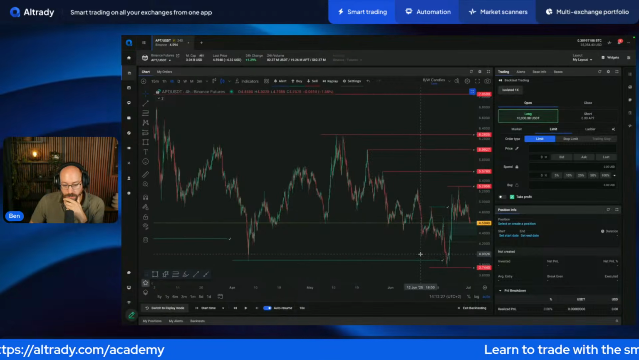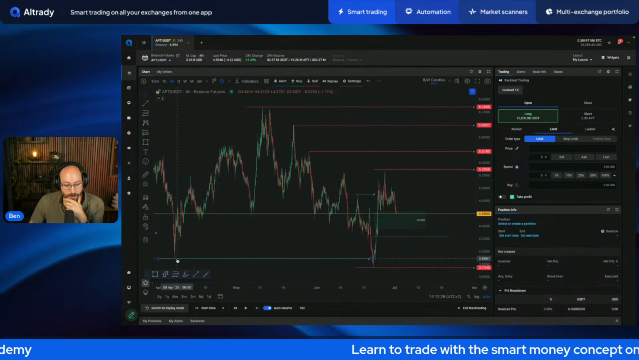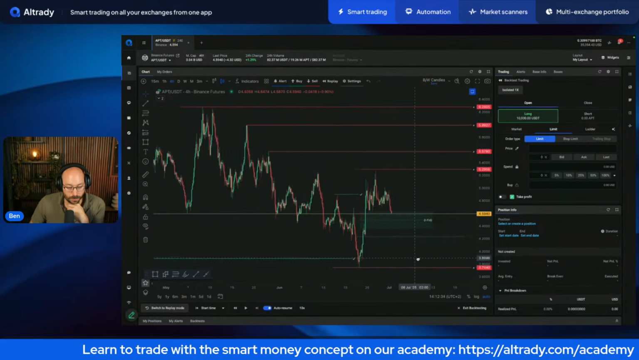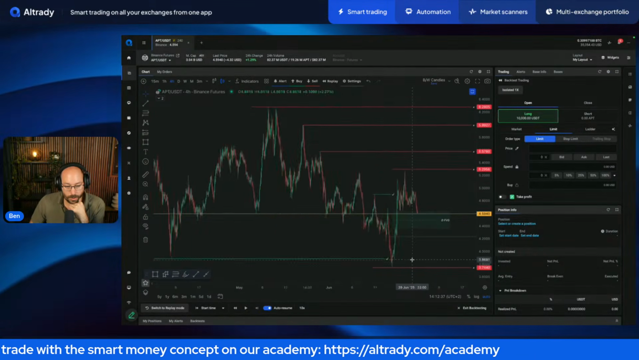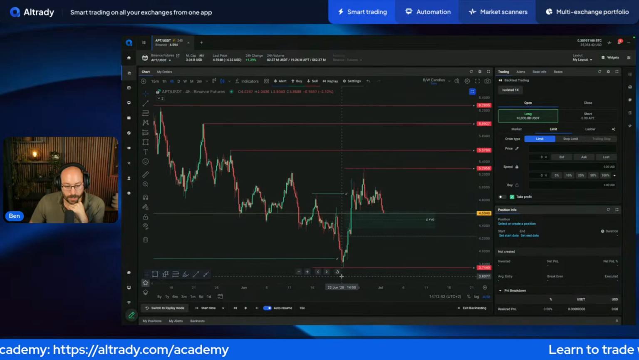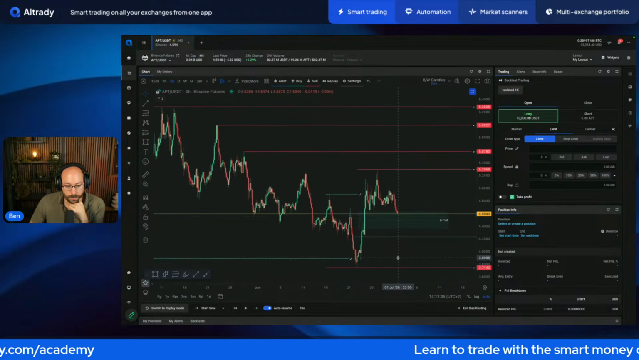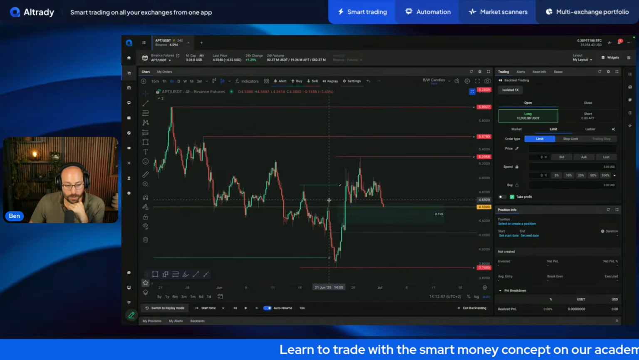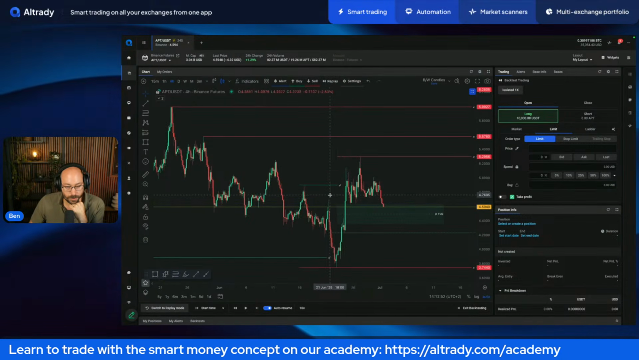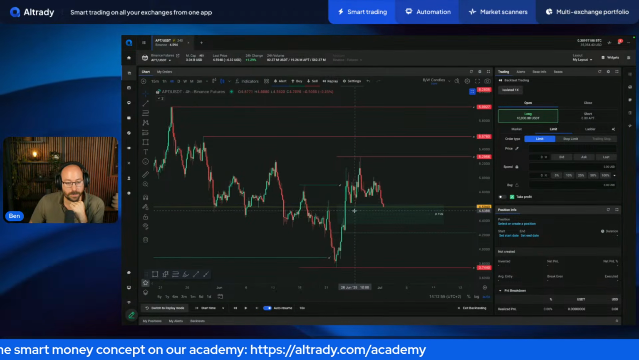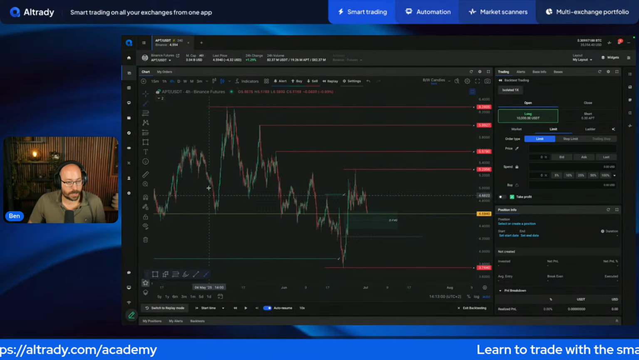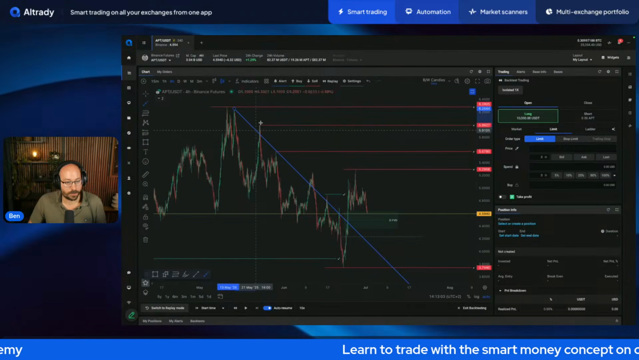Now on 4 hour, it wasn't a sweep, but this one is now too far away for a 4 hour to be that relevant. So we can just look at that as a break of structure right here to the downside. But what we see here is a change of character. So we see a reversal on the 4 hour. And also from last time when we looked at some of the trend lines.